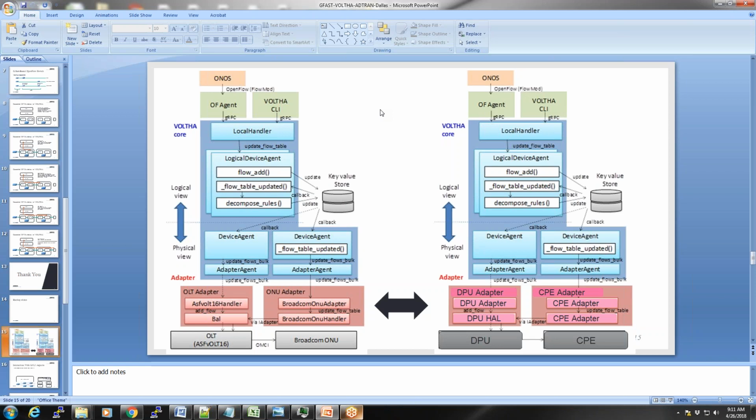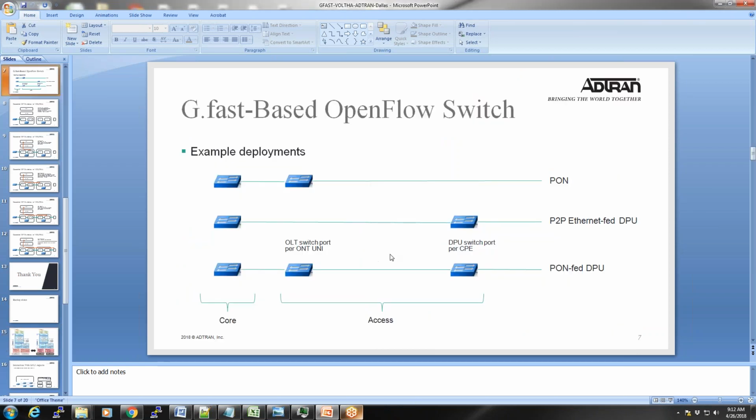Hey, Andy, I have one question. Hello, Amit, yeah? We can hear you. So in this case, we have two logical devices at ONOS. So when a flow needs to be provisioned for a particular subscriber, the flow rules need to be pushed to both the logical devices, right?